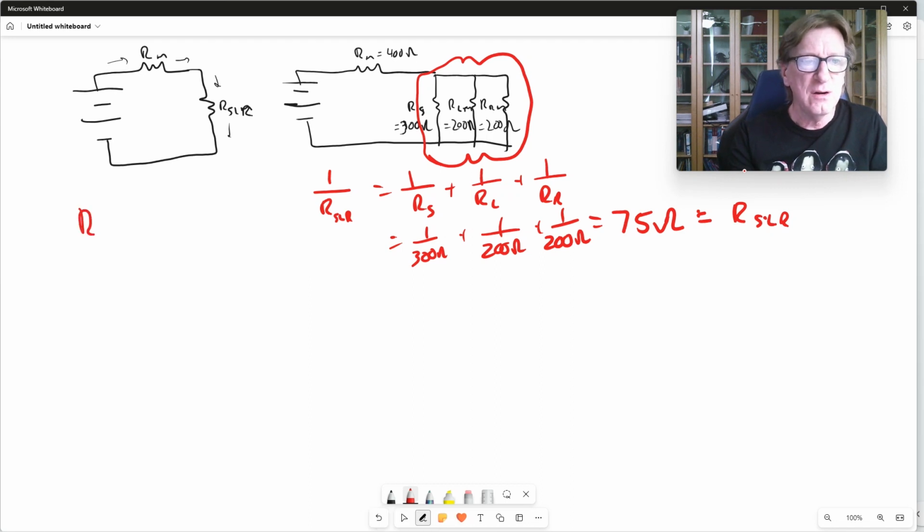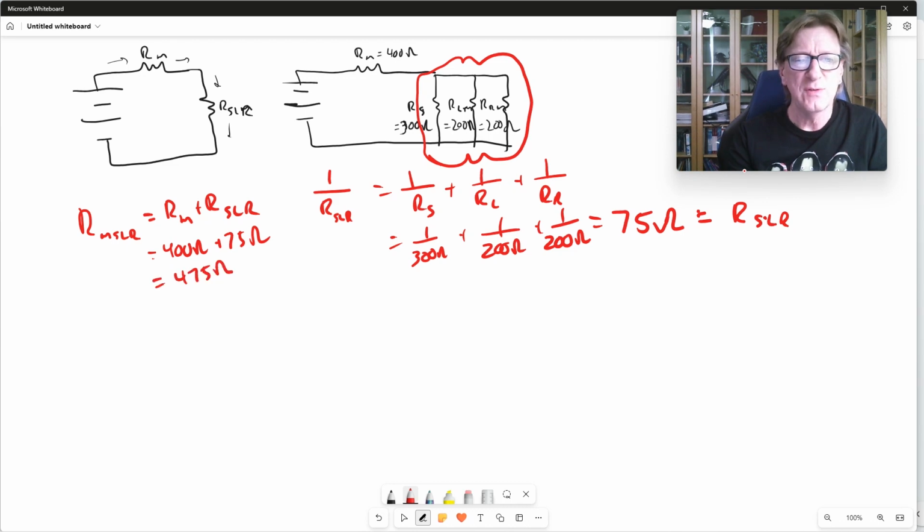So R, we'll call this MSLR since it's everything, must equal RM plus RSLR. Well, now we know what these are. That's pretty simple. This is 400 ohms, and this is 75 ohms. So the total resistance must be 475 ohms, just like that.